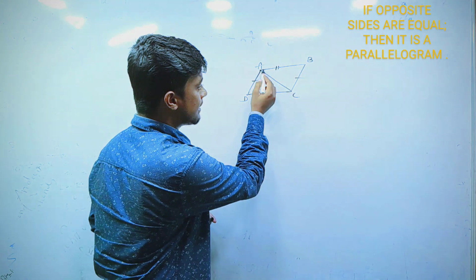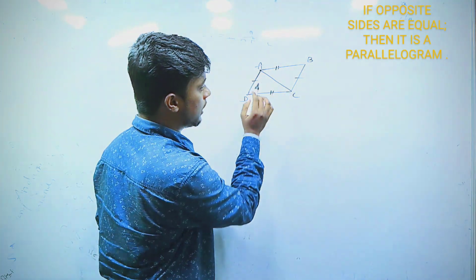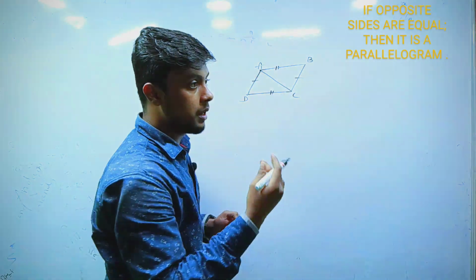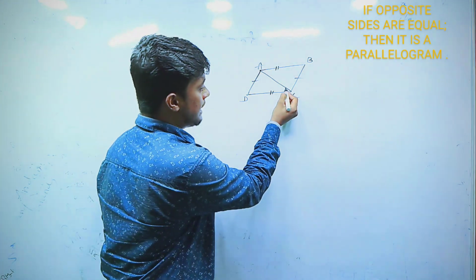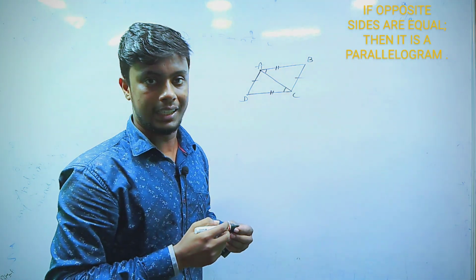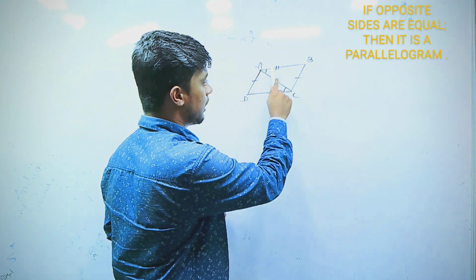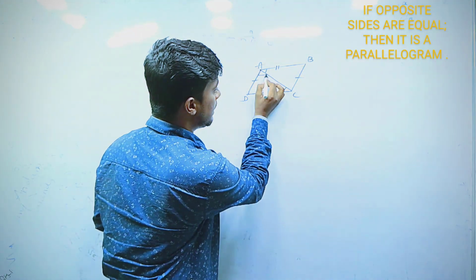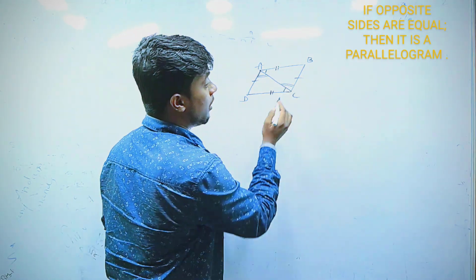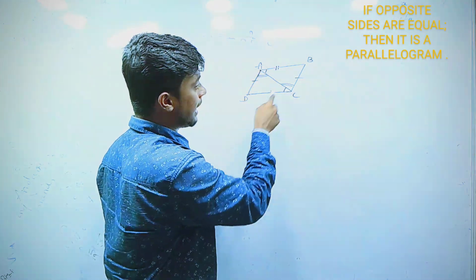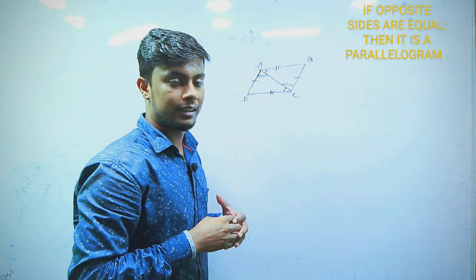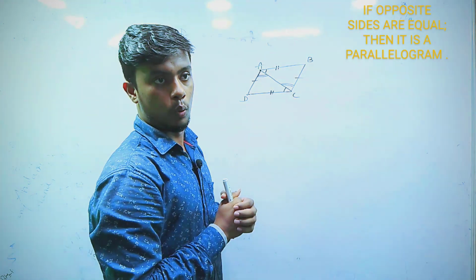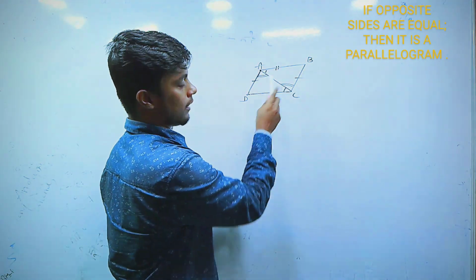If AC is a diagonal, then AB and CD are two lines and AC is the transversal. If anyhow we can prove this angle and this angle, which are alternate interior angles, are equal, then we can say that AB is parallel to CD. Similarly, if we can prove these two angles are equal, they are alternate interior angles for the lines AD and BC, and if alternate interior angles are equal then the lines become parallel. So right now we have to prove that these angles are equal.